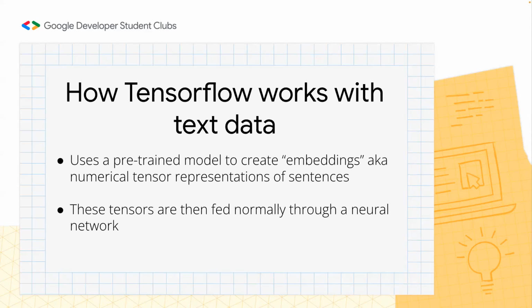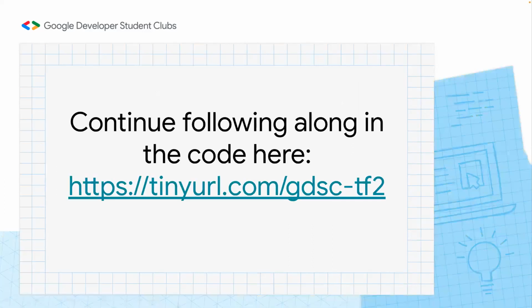And TensorFlow works with text data because it has a pre-trained model, so it makes it really easy to look through these data points because it's already trained. And they're then fed normally through the neural nets.